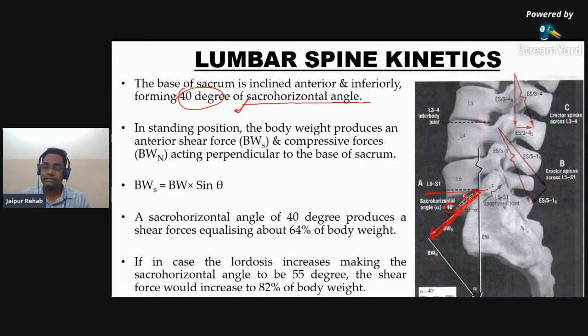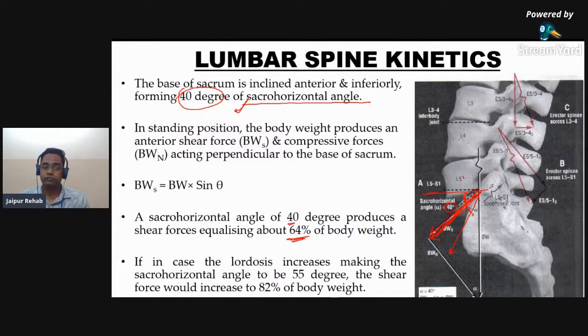Now, in case lordosis increases and anterior pelvic tilt increases, which will increase the nutation of the sacrum, the nutation of the sacrum in turn will increase. अच्छा, अगर nutation होगा तो ये और नीचे आ जाएगा, और नीचे आ जाएगा तो ये angulation बढ़ जाएगा. Now what happens when the sacro-horizontal angle increases? Okay, you can see that a sacro-horizontal angle of 40 degrees produces a shear force equalling about 64% of the body weight. That is more than half of the body weight का जो shear force होता है वो सिर्फ L5 और S1 के बीच में exist करेगा.